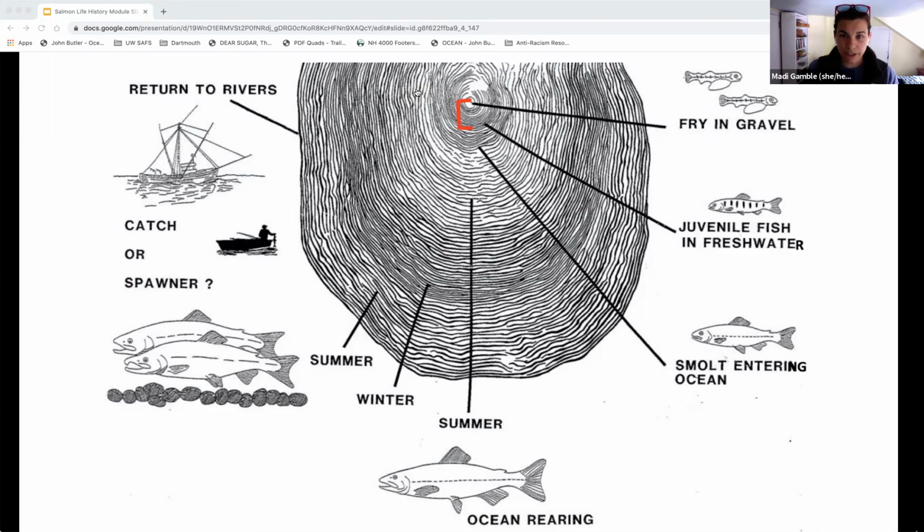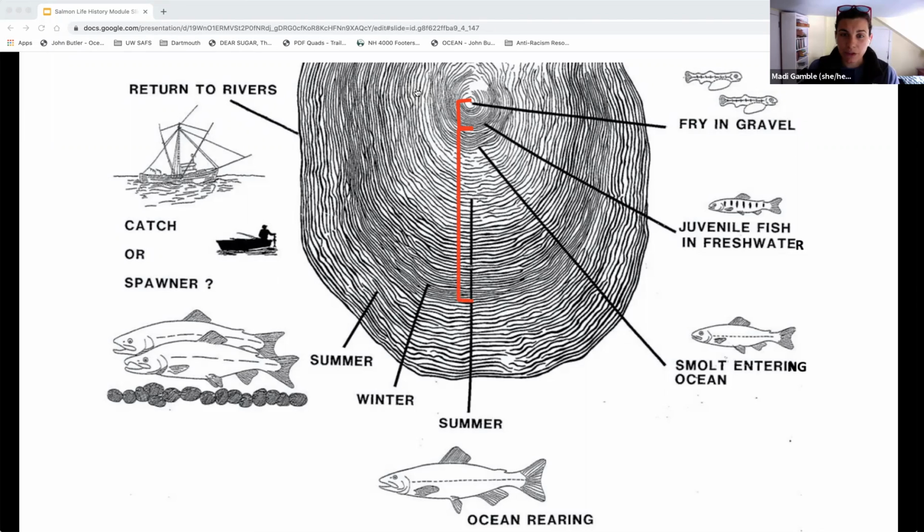So let's walk through this scale as an example of how to read the fish's life history. This first red bracket encompasses the growth that this fish achieved during its first year of life. Because all those rings are close together, and because rings closer to the middle of the scale were created early in the fish's life, we can tell that this fish spent its whole first year in freshwater.